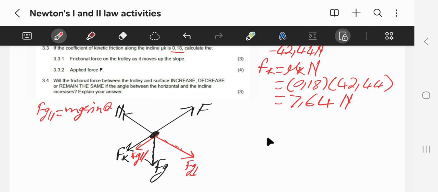This FG parallel will be equal to mg sine theta. So we will be working with that as well, and then we focus on the horizontal forces only. The horizontal forces in this case are this F that we want, the force of friction, and of course our FG parallel. The vertical forces would be the normal force and the FG perpendicular. These ones we are not going to look at.